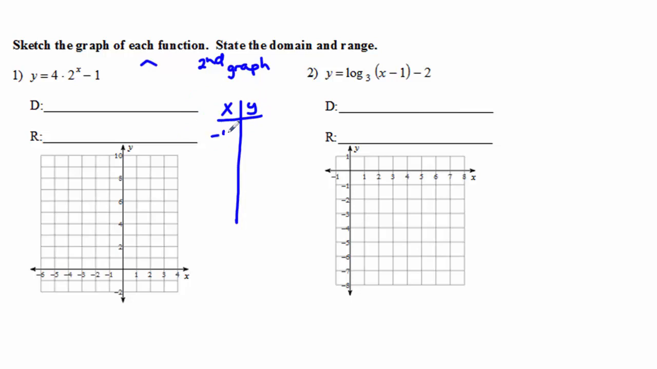So I'll start with -4. At -4, I get -0.75, -3, I get -0.5, -2 is 0, -1 is 1, 0 is 3, 1 is 7, and if I go any farther than that, I'm going to be off on my y values. So now I can plot those points.